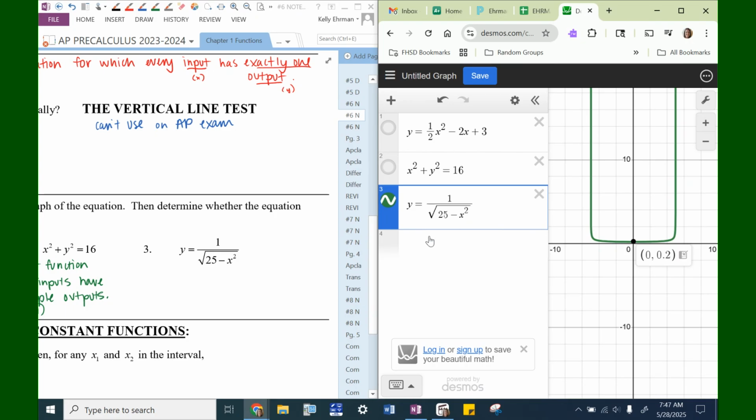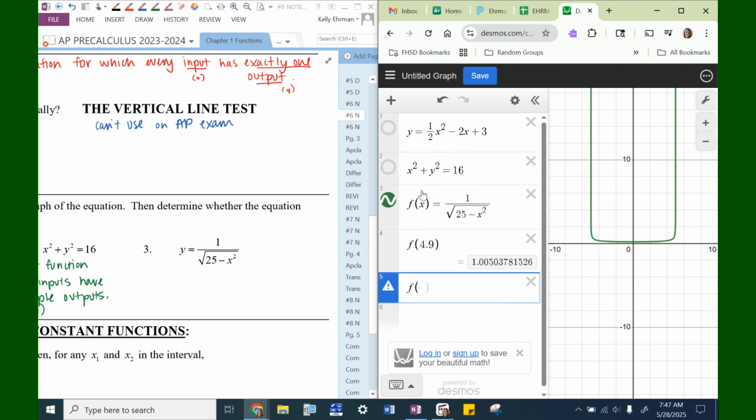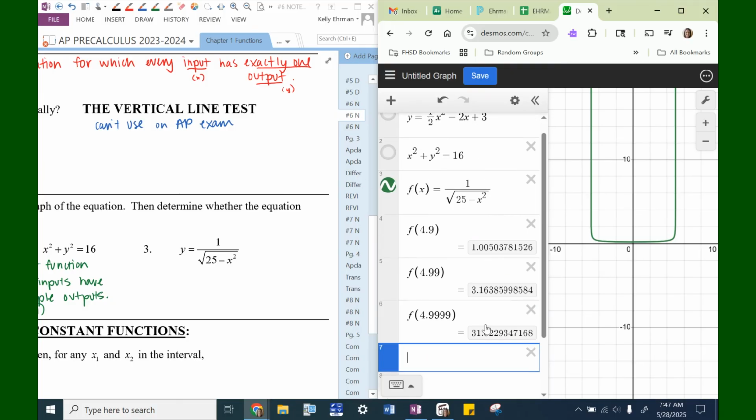But if we were to type in, let's call this f of x, and instead of -5, I type in -4.9, I get this value. If I type in -4.99, I'm getting a higher value. Put a few more nines in there. See how it's getting bigger and bigger and bigger. So this is not just a vertical line. It is approaching infinity, so you're not getting the same output for multiple inputs here. It's just very steep, and Desmos has a hard time tracking it, just like our graphing calculator would.